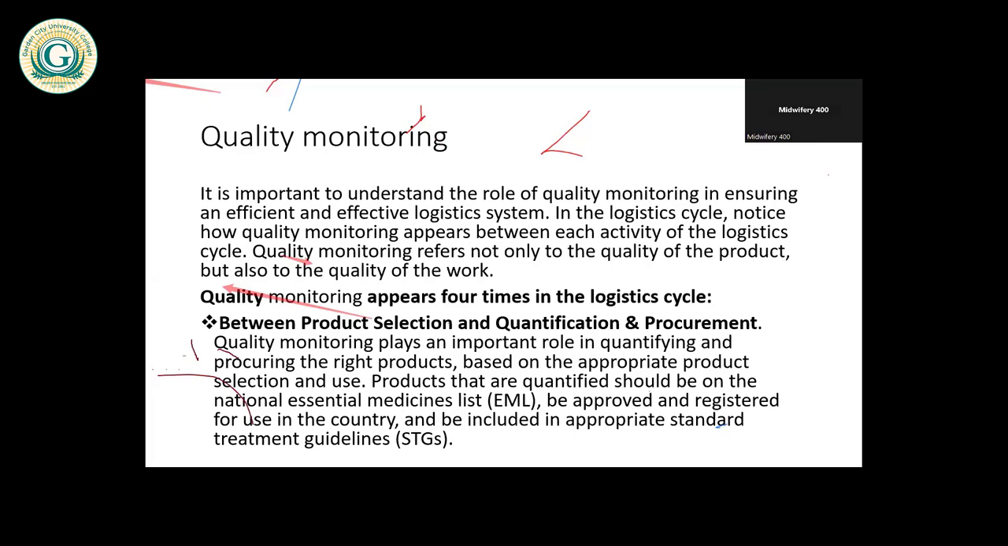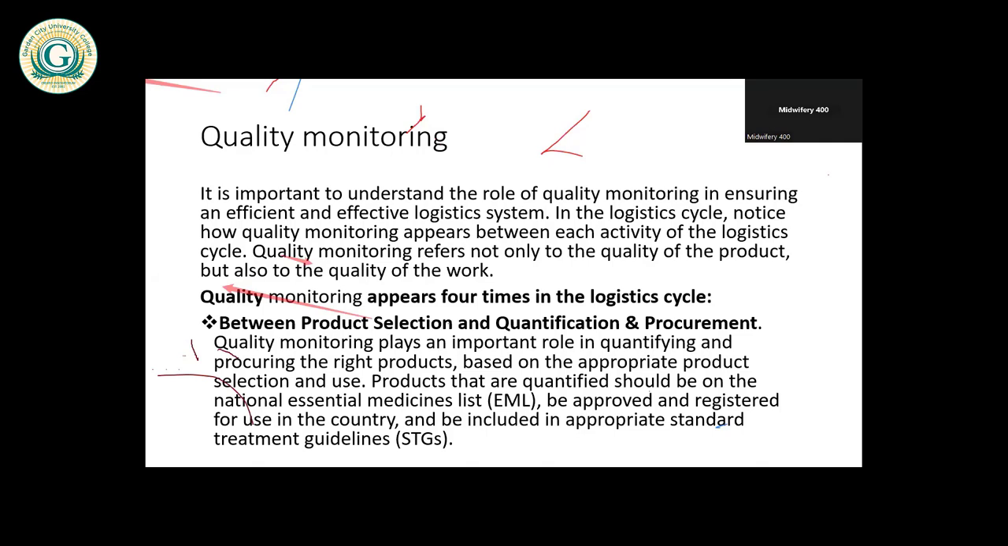In the logistics cycle, notice how quality monitoring appears between each activity of the logistics cycle. Quality monitoring refers not only to the quality of the product, but also to the quality of work. So quality monitoring is not just the product, but the work. If we have a quality product and the one delivering the product is not doing a good job, it affects it. Sometimes the quality of the service can affect the quality of the product.